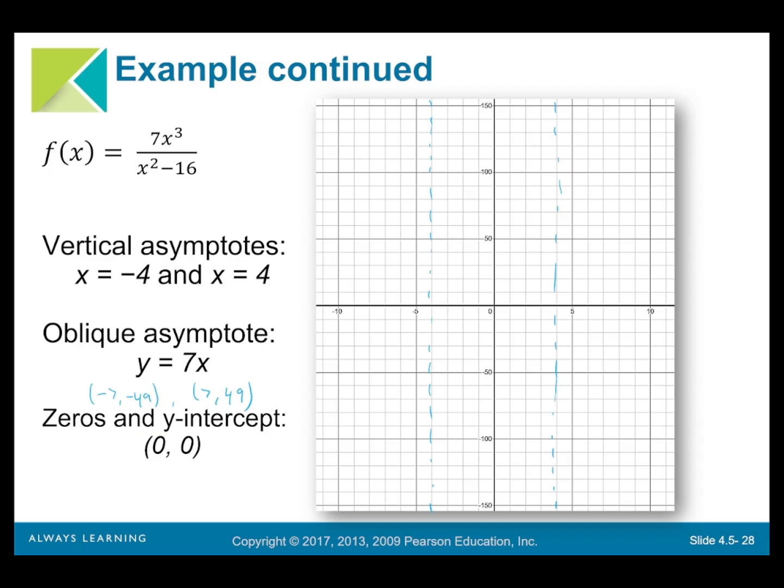So I can draw my oblique asymptote y equals 7x. So if I go to negative 7, negative 49, which is right down here, and I go to positive 7, positive 49, right in here, my dashed line should go through this. And I threw in the origin there as well for 0, 0. So that's the general shape of our graph. Now it would be helpful to get a few more points.